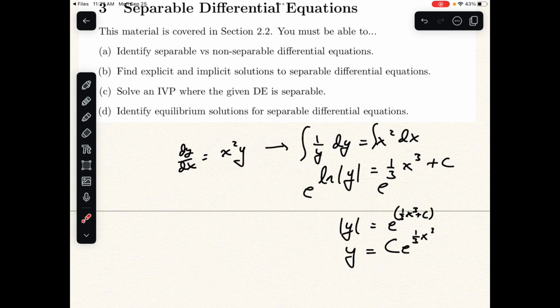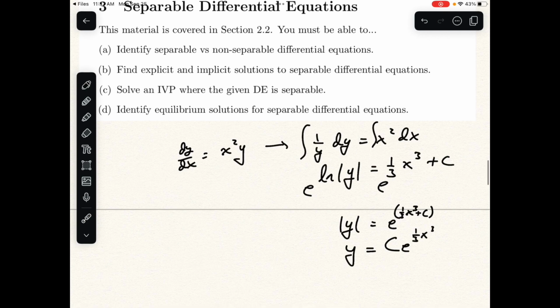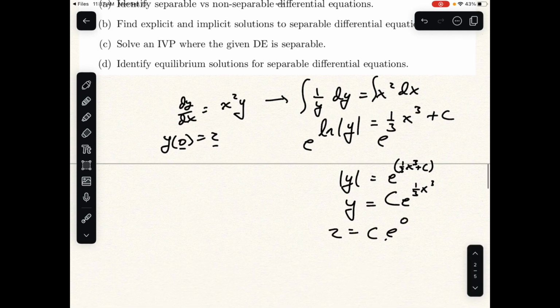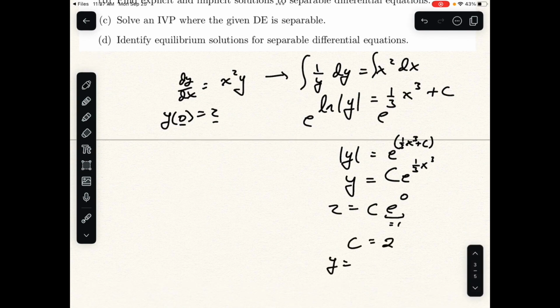Actually, before I talk about equilibrium solutions, you might have an IVP, so you might have an initial condition like y of 0 equals 2. So you should be able to plug in whatever that xy pair is. So y of 0 equals 2 would tell you that 2 is equal to c times e to the 0. e to the 0 is just equal to 1. So that would tell you that c is equal to 2. So your solution is y equals 2 e to the 1/3 x cubed, something like that.